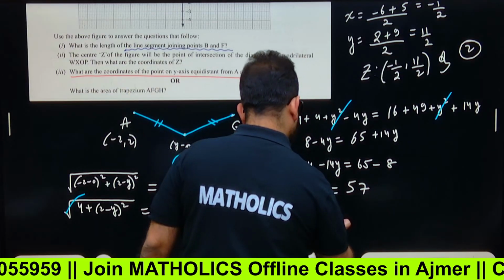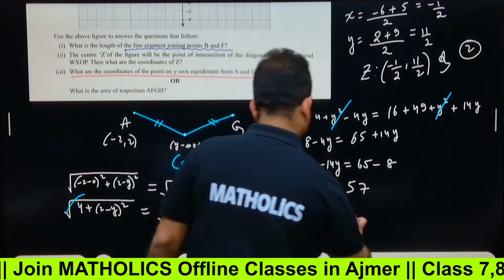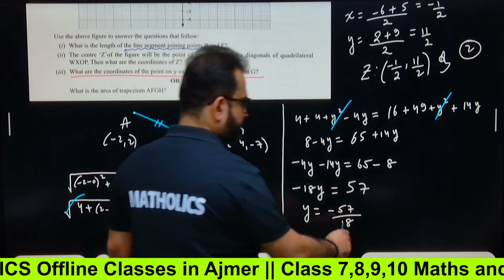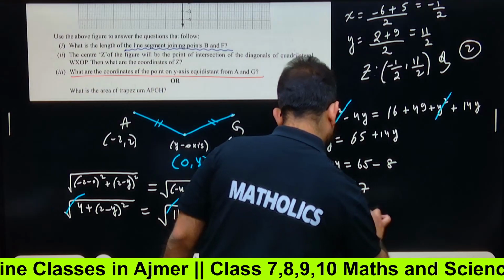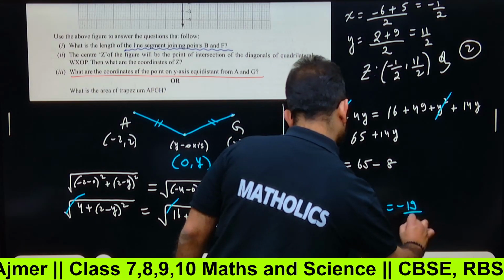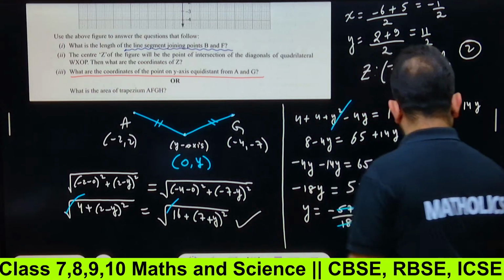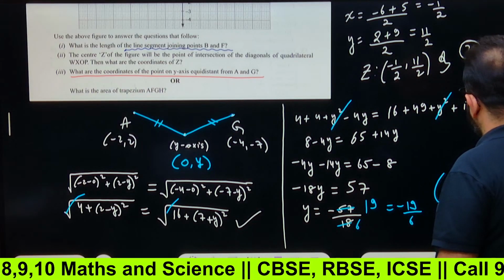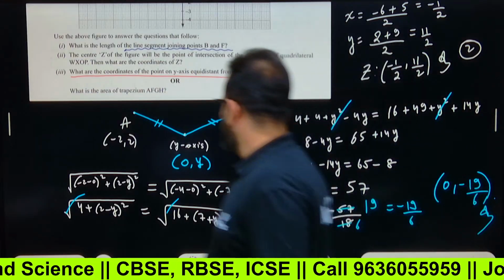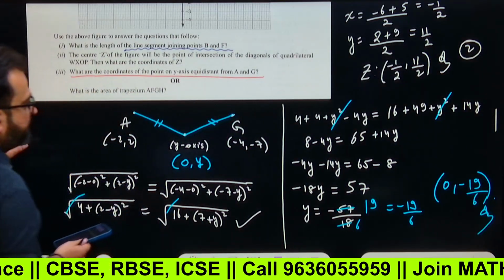So y equals what? Minus 57 by 18, the minus moves there and 18 goes on the downside. 3 sixes are 18, 3 ones are 3, 3 nines are 27. That means minus 19 by 6. The coordinates of the point will be 0 comma minus 19 by 6. That is the final answer. This way you have to calculate. So this part you can copy.